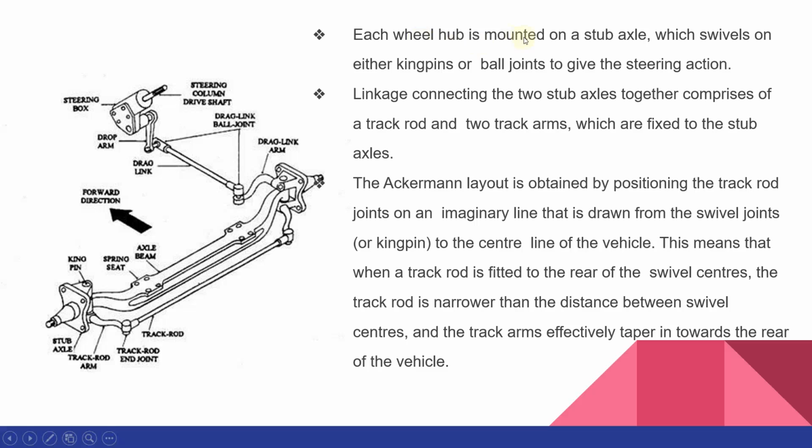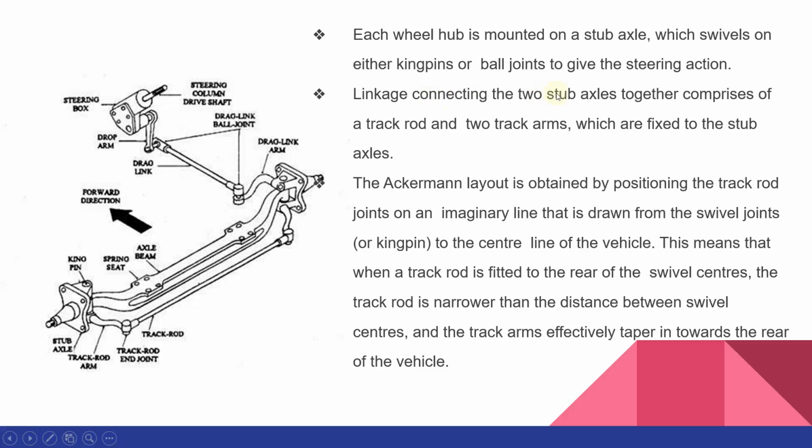Each wheel hub is mounted on the stub axle. So we have the wheel hub here, and the wheel hub is mounted on the stub axle, and it will swivel or turn on the kingpin or the ball joint. So this is the kingpin or the ball joint, and this stub axle can move to either direction, to this side or to this side, because this is a pin joint.